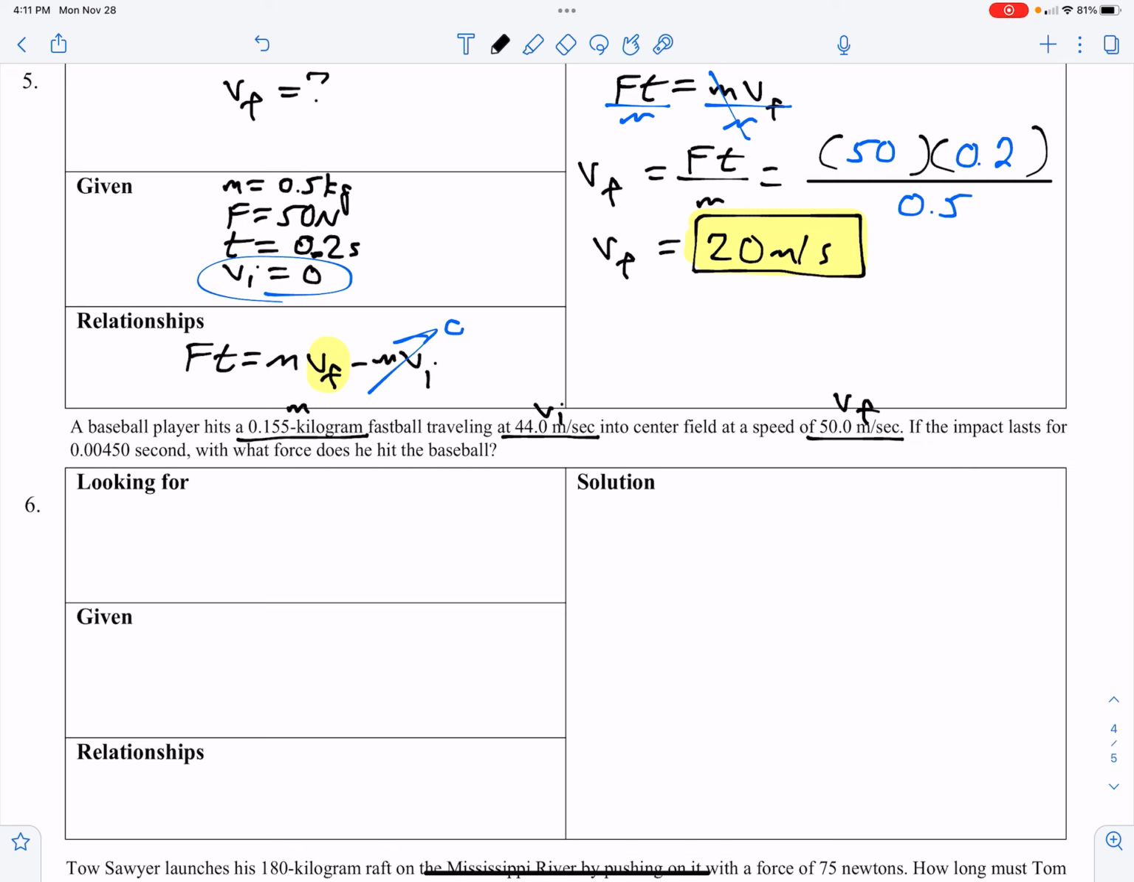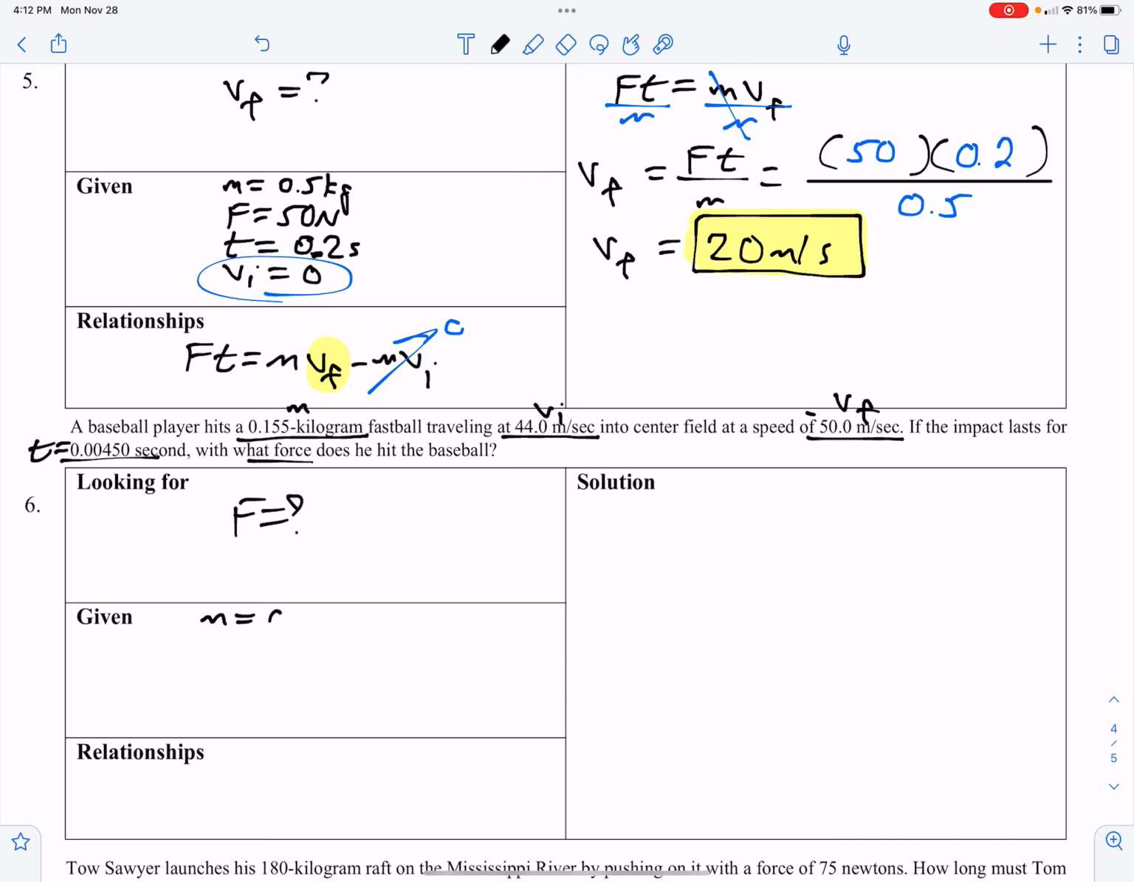Now, one thing you guys are going to have to consider is it's coming into the bat in one direction, which means it's going off the bat in the other direction. That means one of these two speeds has to be negative to account for that. We're going to make the initial speed coming in positive and the final velocity negative 50. The impact lasts for 0.0045 seconds. That would be the time. We're looking for a force.